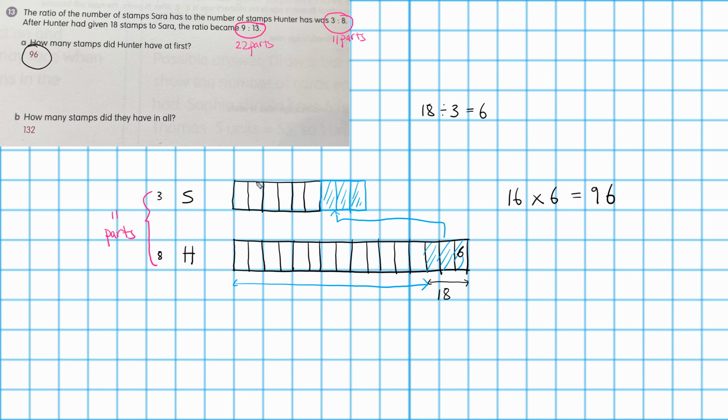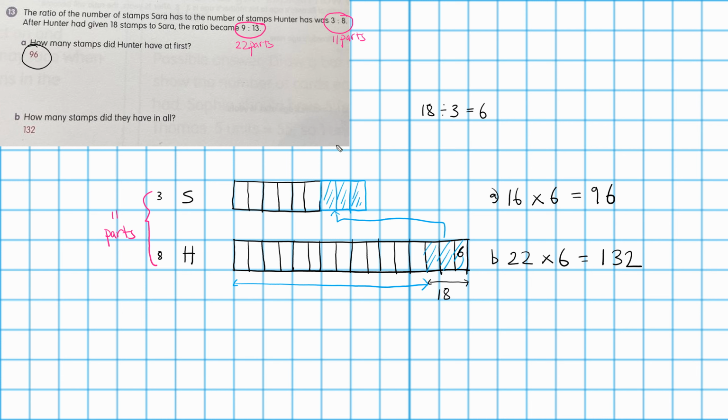Fantastic. Then what we're asked is, how many stamps did they have altogether? Well, we know that there's 22 parts. That's the whole of the model. And each of those parts has a value of 6. Let's just write that down. Question A, question B. So we want 22 times 6. Alexa, 22 times 6. 22 times 6 is 132. Fabulous. All right. So I hope that helps.